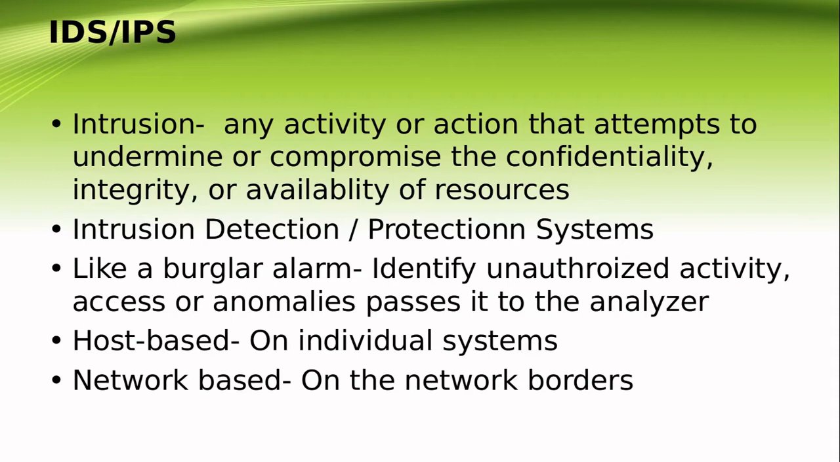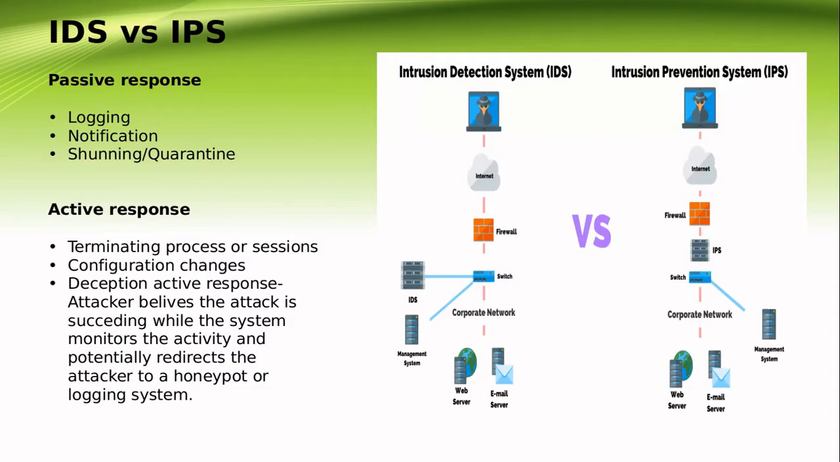In this slide, you can see that an intrusion is any activity or action that attempts to undermine or compromise the confidentiality, integrity, or availability of a resource. The intrusion detection and prevention system, IDPS, as I explained earlier, can be host-based on individual systems or network-based on the network border. There are two types of response, active and passive. On the left side of the picture is the IDS, which is detection and reporting to a management system, and the right side is the IPS, which is prevention.